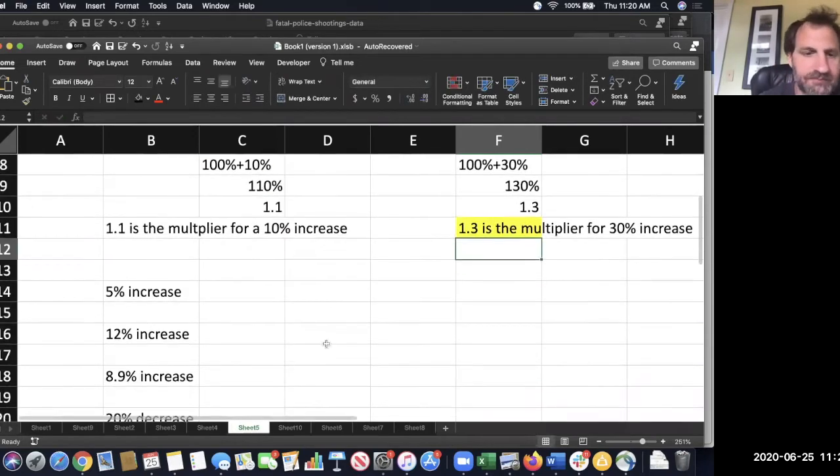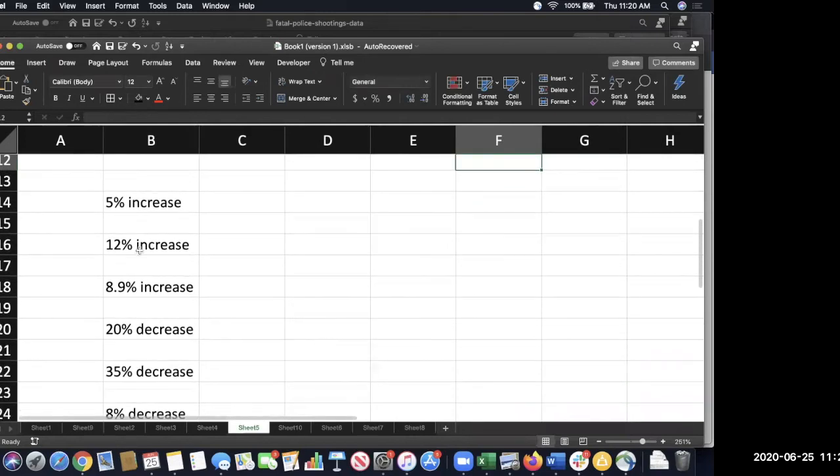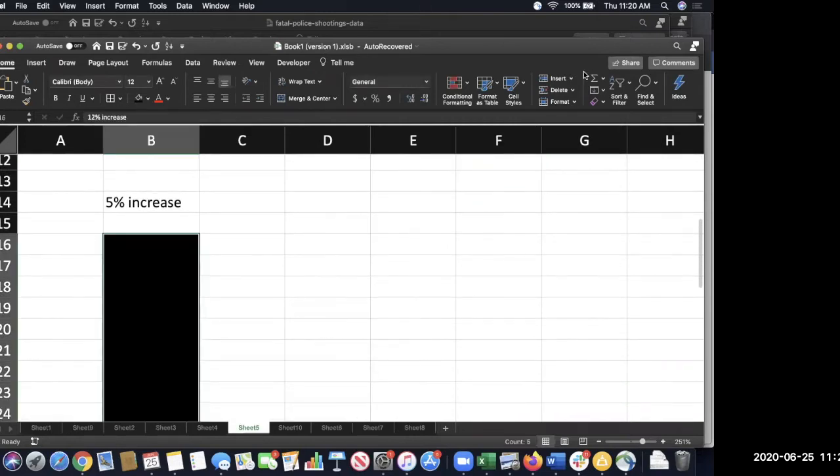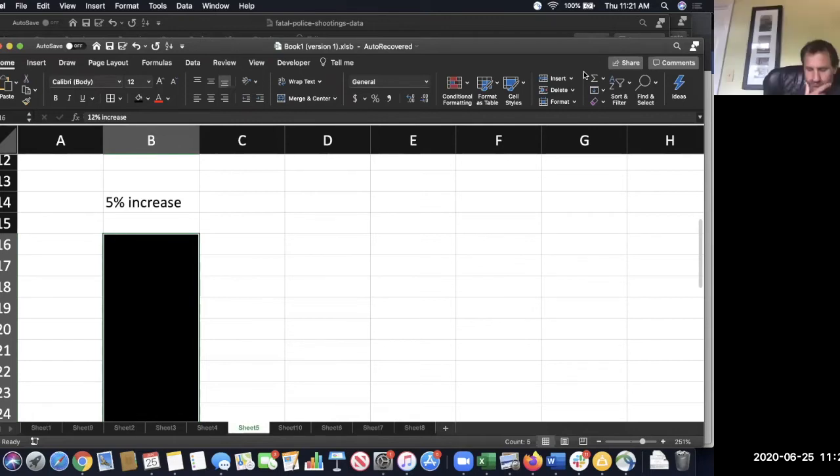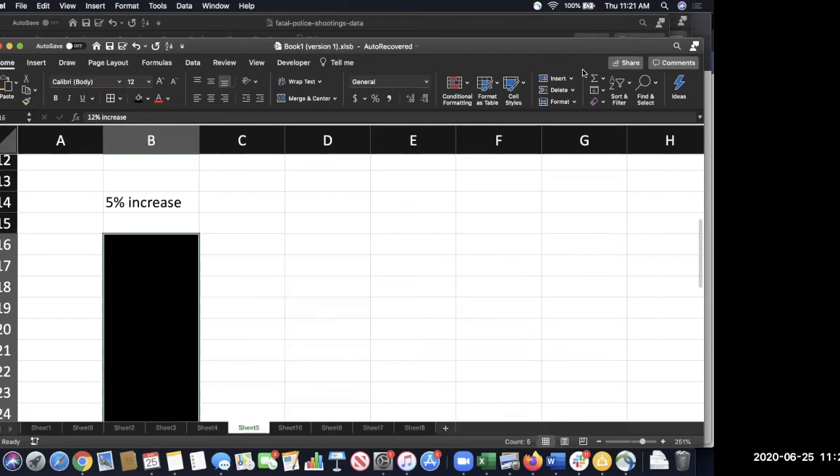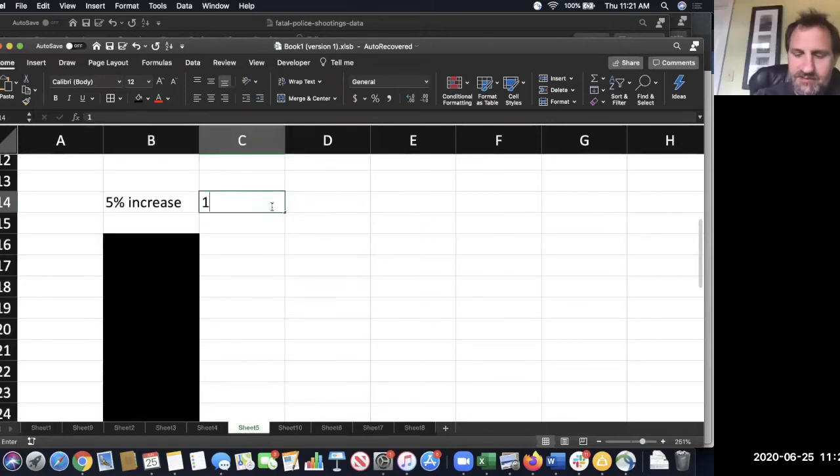Okay, let's try another one. What about a 5% increase? That becomes 105%, and then you divide by 100 and you get 1.05. Good. So for a 5% increase, 1.05 is the multiplier.